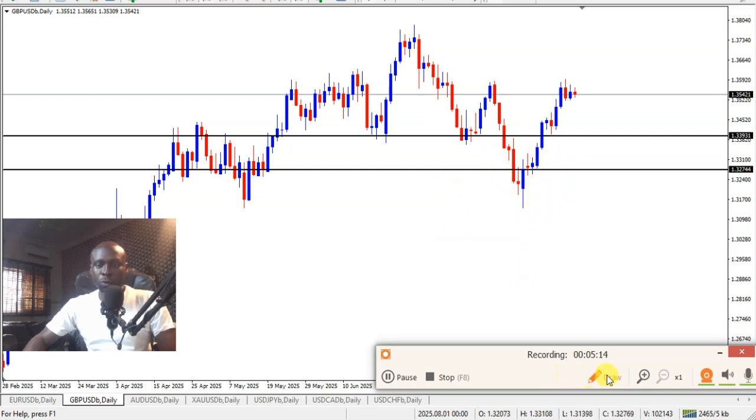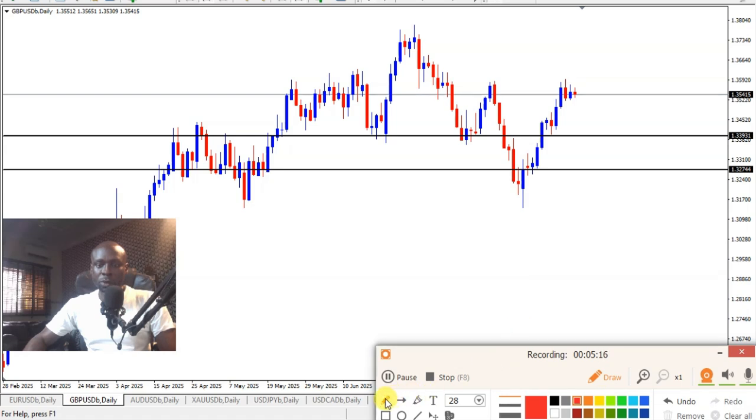Our first target will be this resistance level, this weekly support level, and our second target will be this next weekly support level. So we expect more sell opportunities on the GBPUSD this coming week.